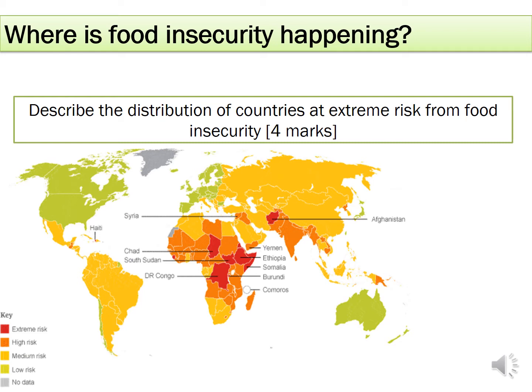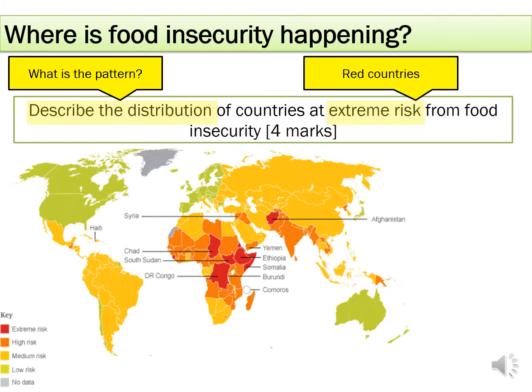So if we go old school, and we're going to try and get you to be doing this now with exam questions, we need to start highlighting the parts of the question that we could use in our answer to figure out what the question is asking us. So for example, describe the distribution. All that means is what is the pattern. So we know that we have to describe the pattern.